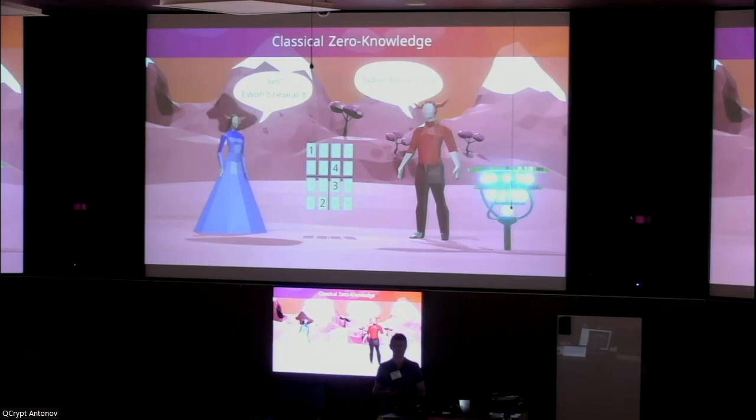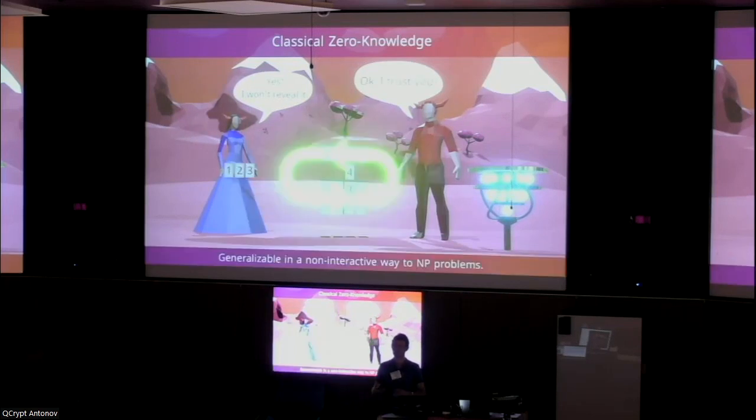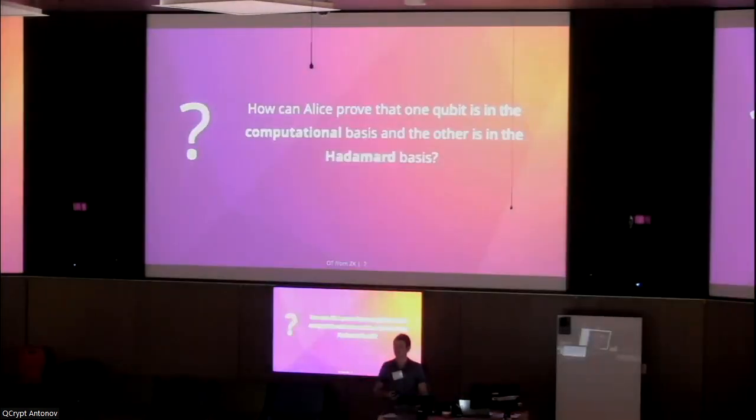I won't have time to explain zero-knowledge in detail, but what is important for our task is to see that zero-knowledge protocols exist for any NP problem, even non-interactively if we use some construction like the Fiat-Shamir transform that was presented in the previous talk. So ideally, we would love to be able to do something similar, but on a quantum state this time.